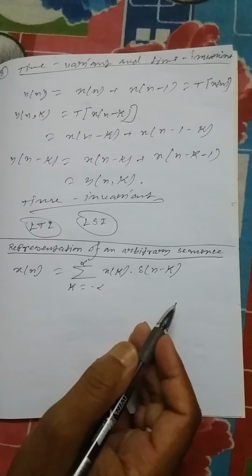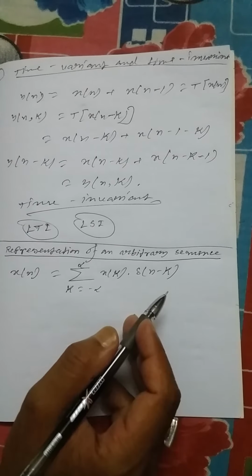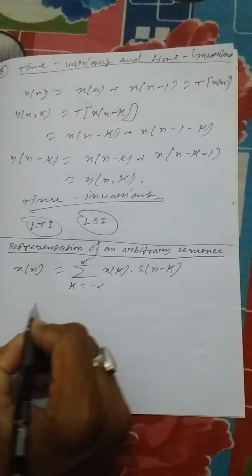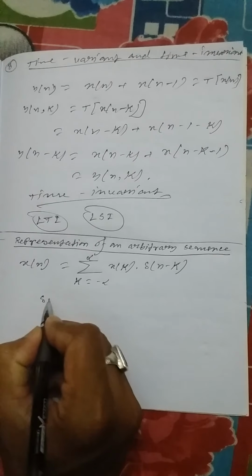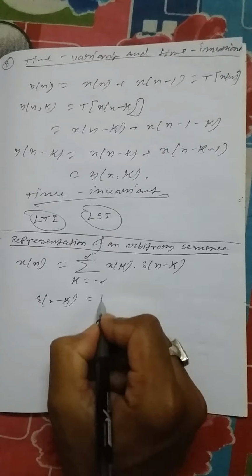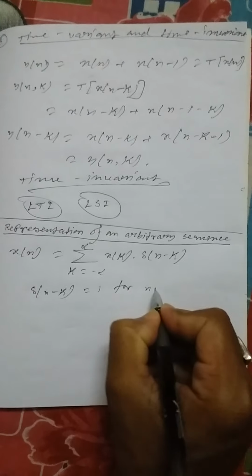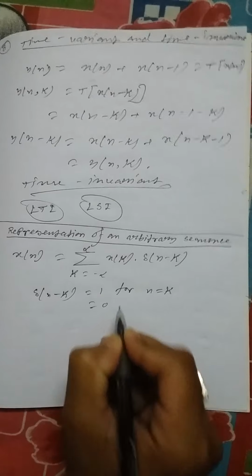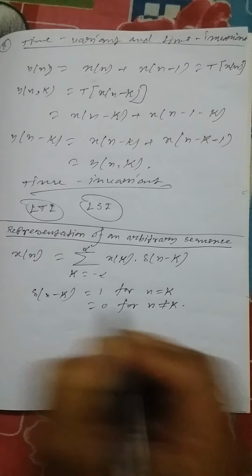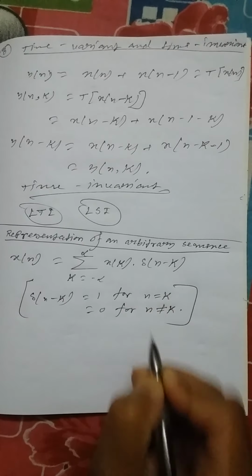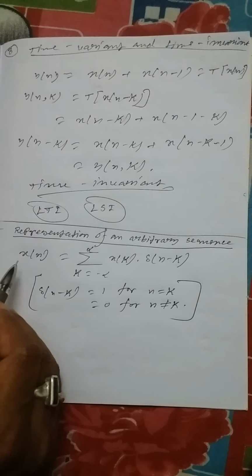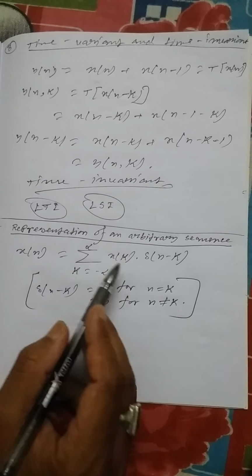Now what is delta n minus k? This is basically the shifted unit impulse function. What is the definition of delta n minus k? Delta n minus k equals 1 for n equal to k, and equals 0 for n not equal to k. This is the shifted delta function or shifted impulse function. So any signal x(n) can be represented by this formula.